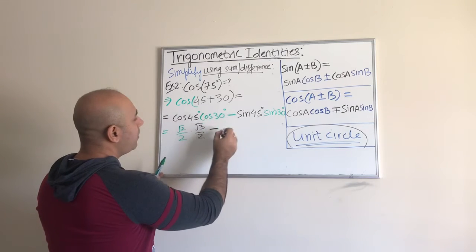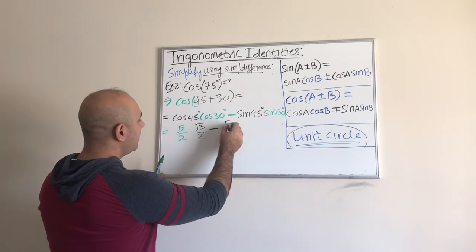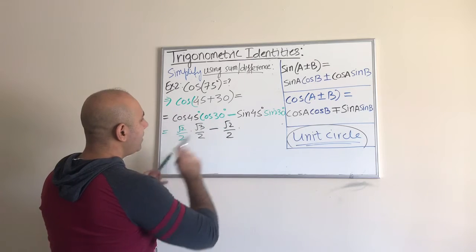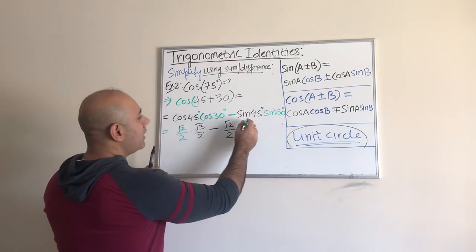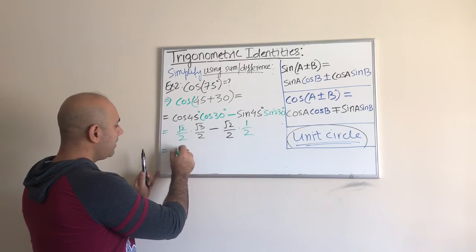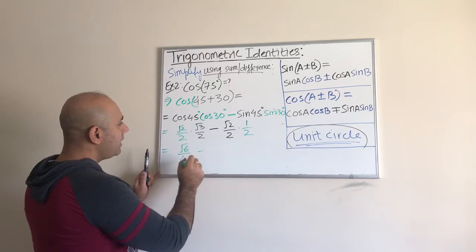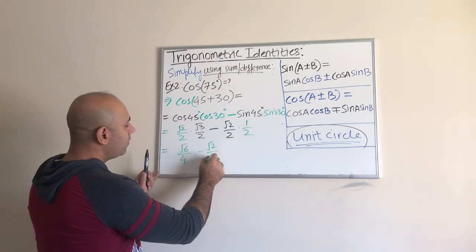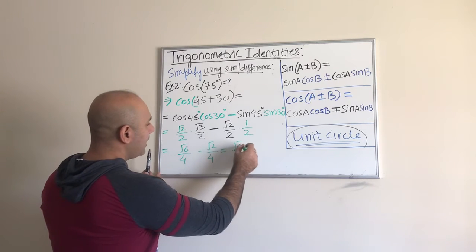Then there's a minus, sine 45 is the same as cosine 45. It's radical 2 over 2. Then sine of 30 degrees is 1 over 2, 1/2. So let's simplify this. Radical 2 times radical 3 is radical 6 over 4. And then minus radical 2 over 4 as well. And you can combine the numerators.